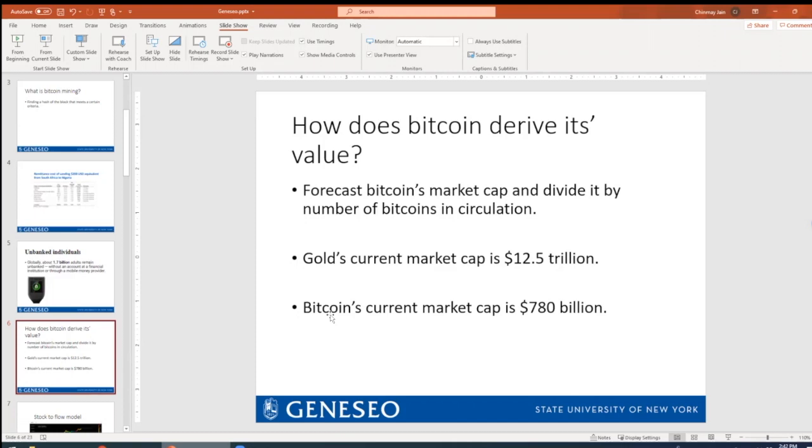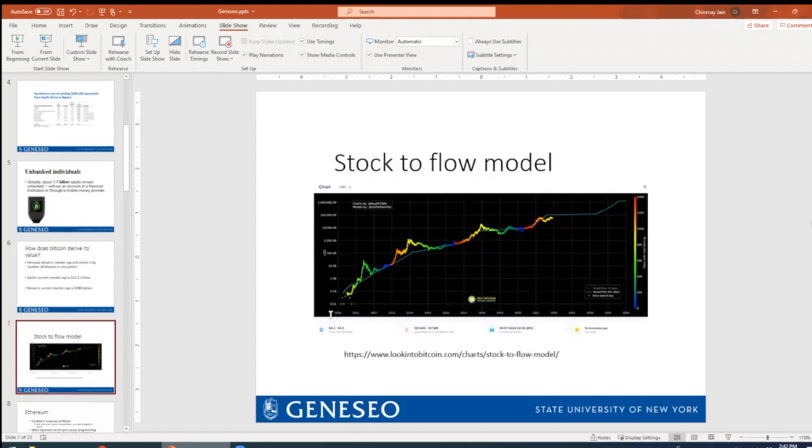and Bitcoin's market cap is $780 billion. And if you thought they should be the same, let's say some money should flow from physical gold to Bitcoin, and Bitcoin's market cap should be $6 or $7 trillion. And then you can divide by the number of Bitcoin in circulation, which is about 18 million, and you get the value of one Bitcoin.